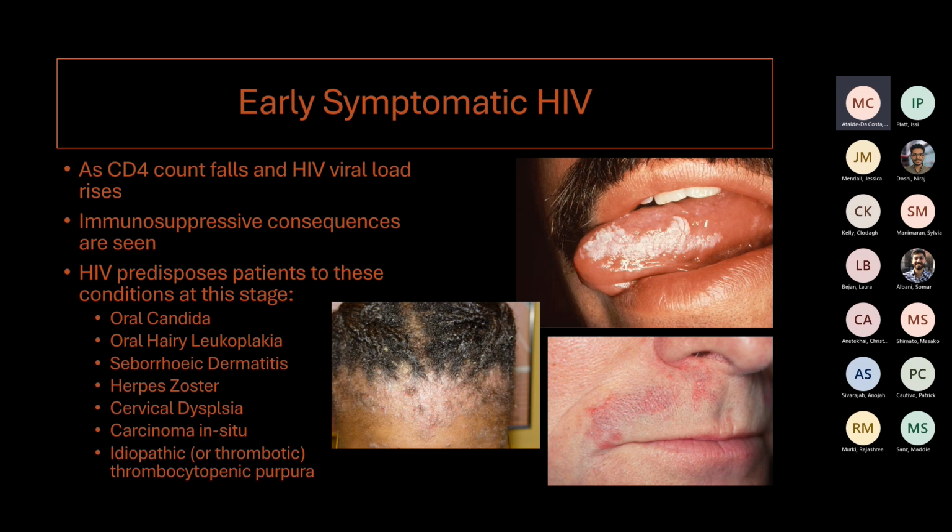Okay. So that's the clinical latency, and then you have early symptomatic HIV. This is when the CD4 count, as it's steadily declined, is reaching its lower end, a CD4 count of like 400, 300, just before the 200 mark. And you're starting to see early manifestations of symptomatic HIV, the immunosuppressive consequences.